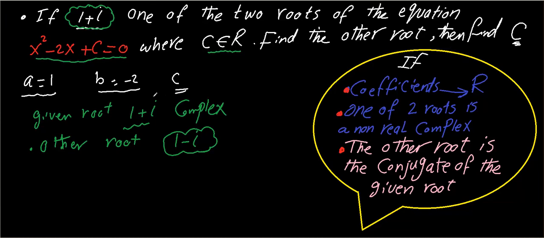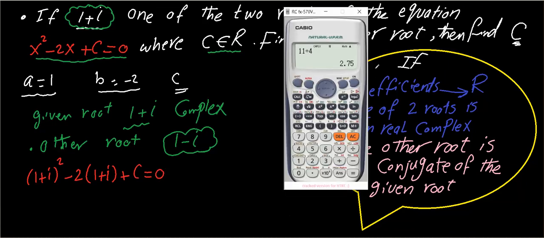To find the value of c, we know that 1 plus i is one of the two roots. We can substitute the first root. Instead of x, we put 1 plus i. Here: (1 plus i) power 2 minus 2 times (1 plus i) plus c equals 0.